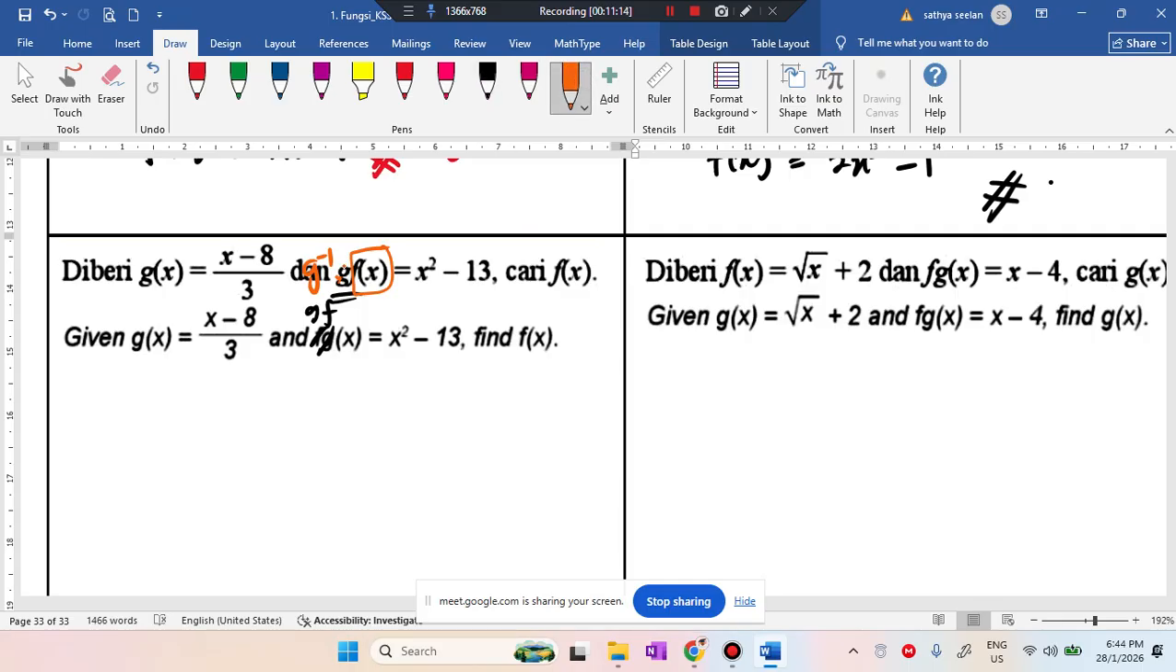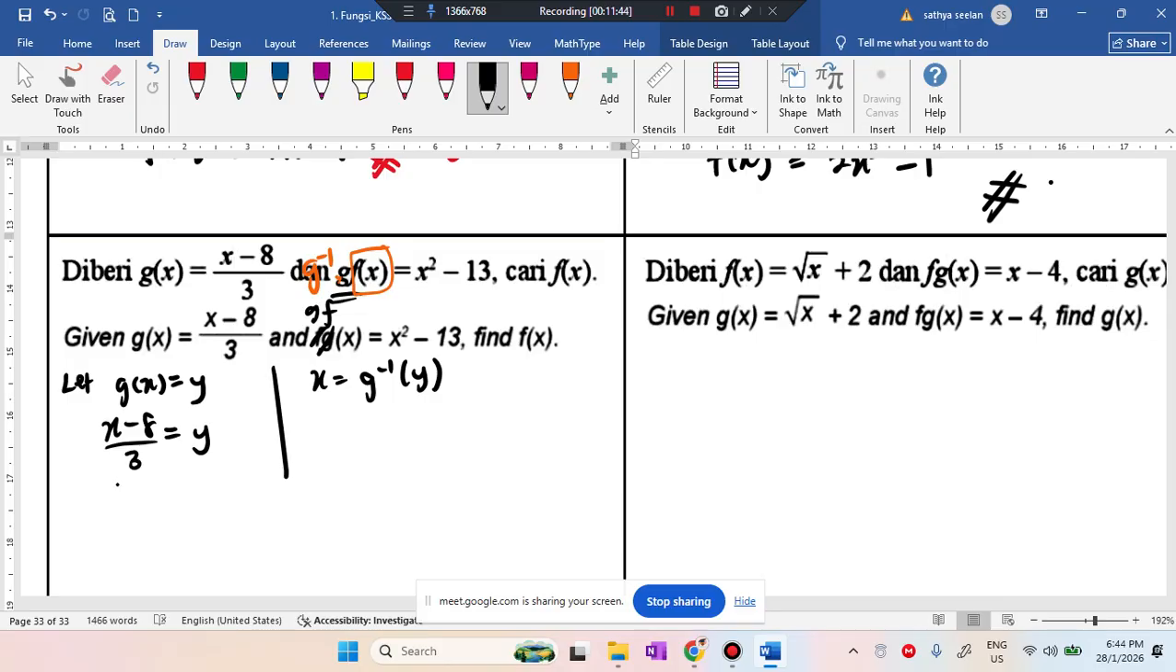So let Gx equals to Y and X is equals to G inverse Y. So what is your Gx? X minus 8 over 3 is equals to Y. What is your X? 3 times Y, 3Y. Lepas tu tinggal 8, negatif 8 kan? Bawa mai sini, positif 8 lah. So G inverse Y is equals to 3Y plus 8. So G inverse X is equals to 3X plus 8.